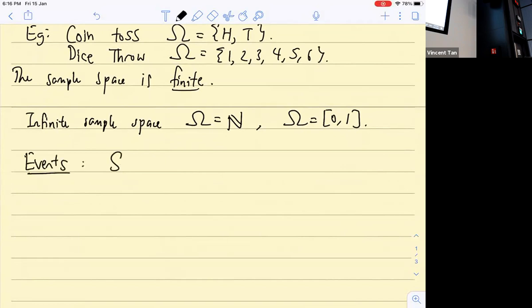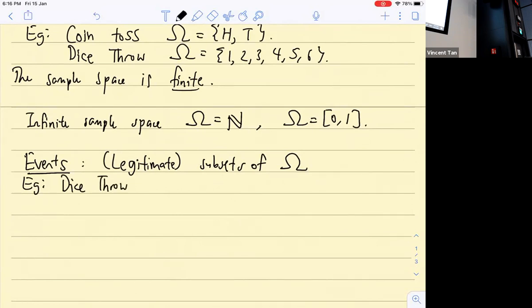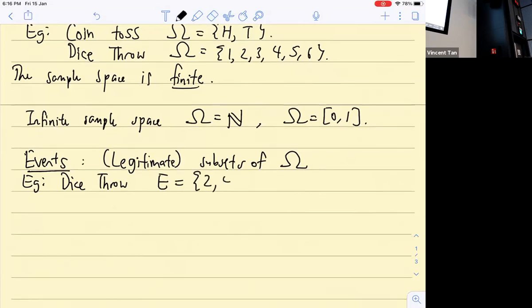Now I want to introduce another important concept known as events. Events are legitimate subsets of the sample space, omega. So for example, for a dice throw, let's define the event E. E is, sorry, I meant to say even: 2, 4, 6. That is a subset of omega, and it stands for the even outcomes of a dice throw.